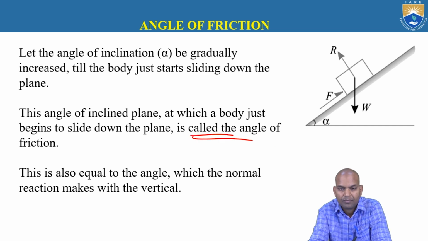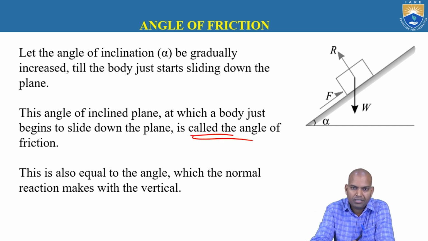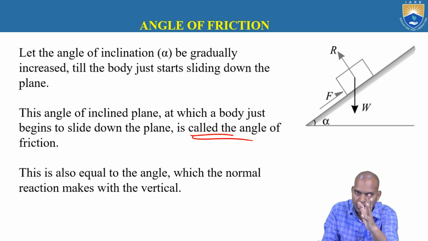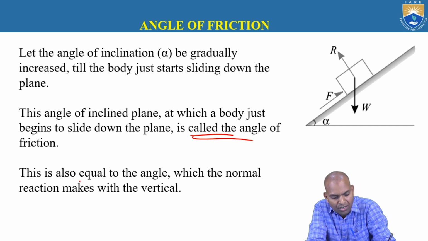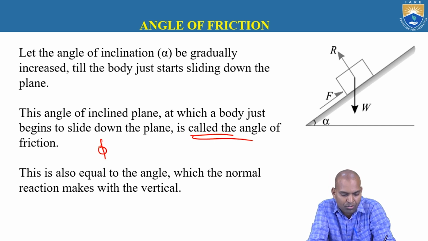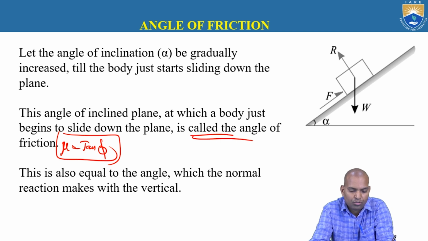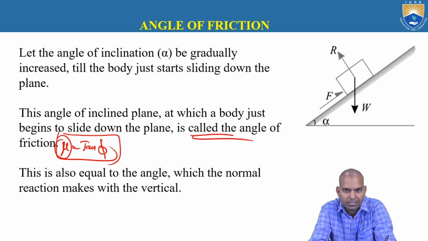This angle of inclined plane at which the body just begins to slide down the plane is known as the angle of friction. The angle of inclination is alpha, and at the angle at which the body tends to move down, that angle is known as the angle of friction. It is denoted by phi. That's why the coefficient of friction mu equals tan phi.